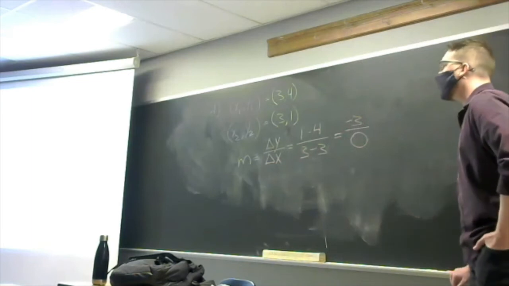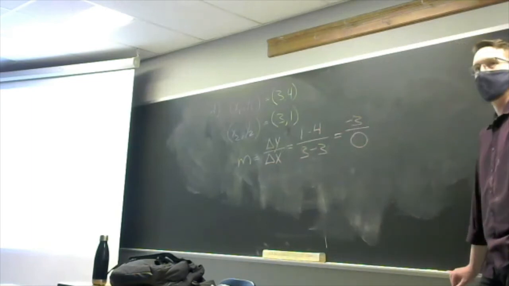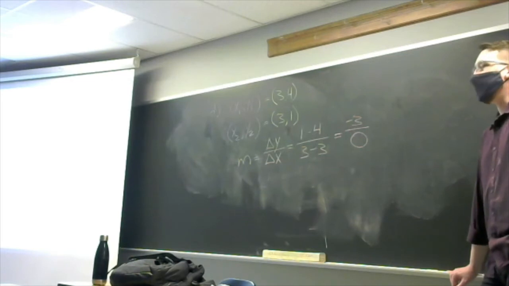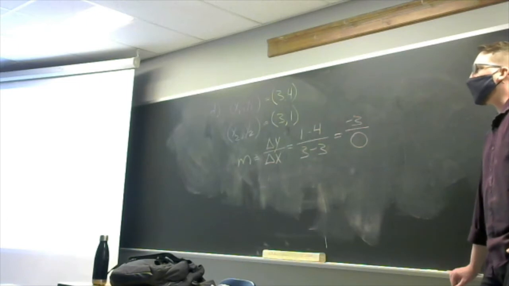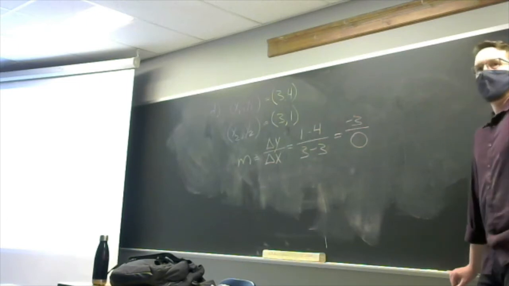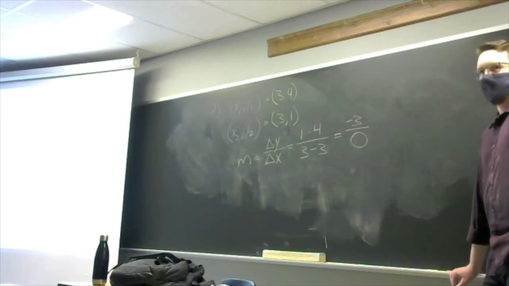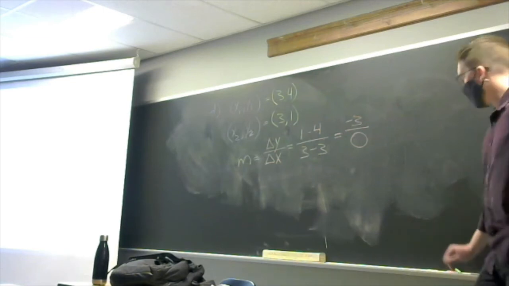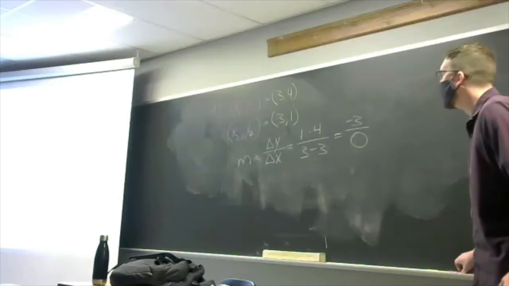So what did y'all get for B? I got 0/3. Everybody else agree? Yeah. What does that look like? If you had to graph that, just knowing the slope, what would that look like? Wouldn't it just be a straight line? Horizontal. Horizontal line. Yeah.